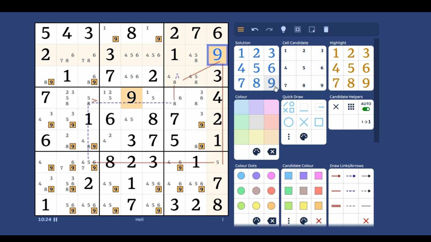So overall, all of the loop techniques can really be folded into AIC logic.